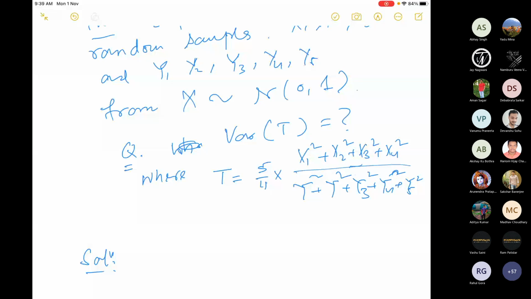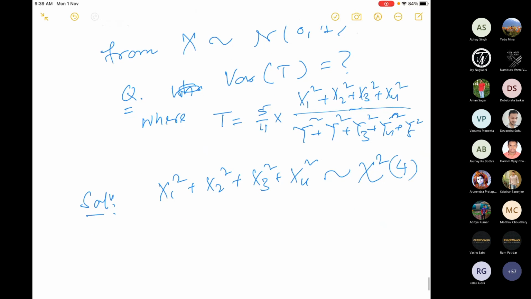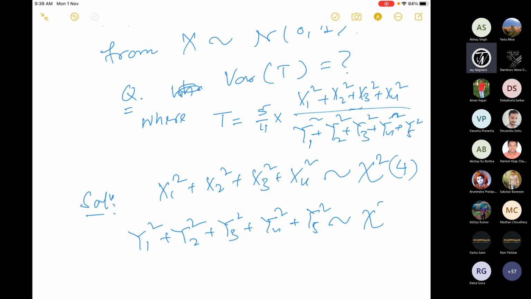Can anybody tell me? Let us first consider the numerator of the statistic t: x1 square plus x2 square plus x3 square plus x4 square. What is its distribution? See, the xi's are all normal. So what is this distribution? Chi-square 4. Yes, chi-square 4. Now let us talk about the denominator part: y1 square plus y2 square plus y3 square plus y4 square plus y5 square. What is the distribution here? Chi-square 5. Yes, chi-square 5. They're all independent, sums of squares of standard normals.